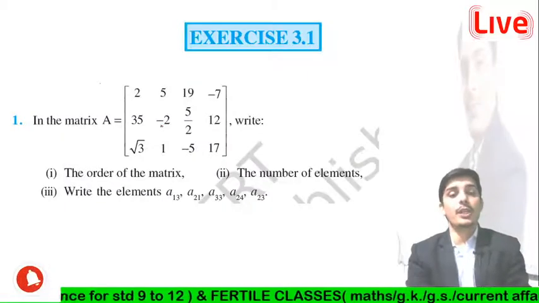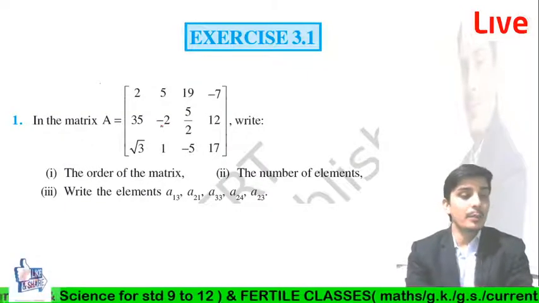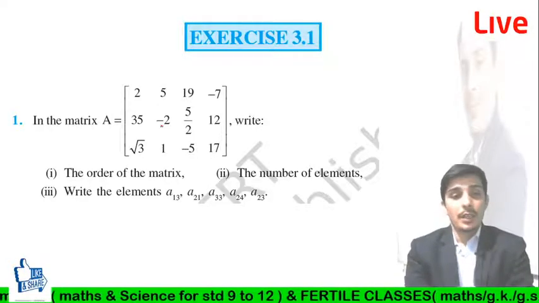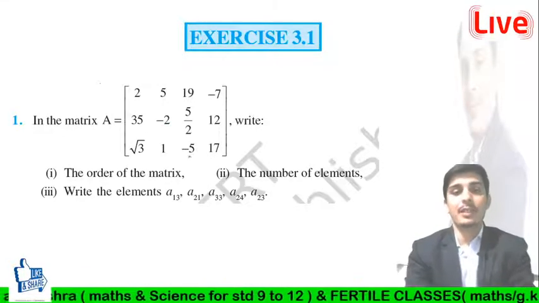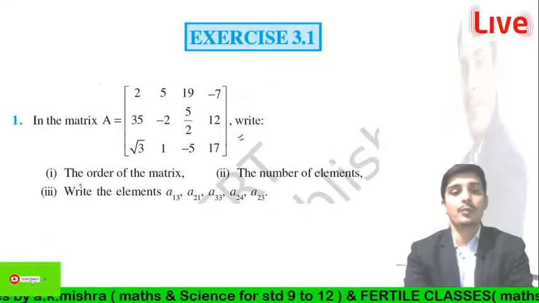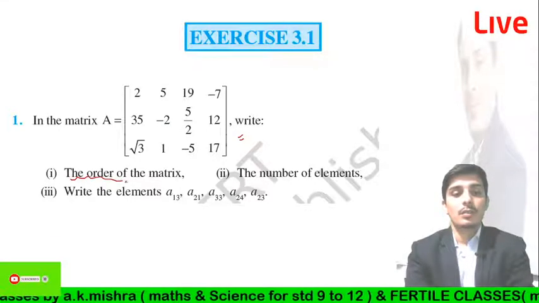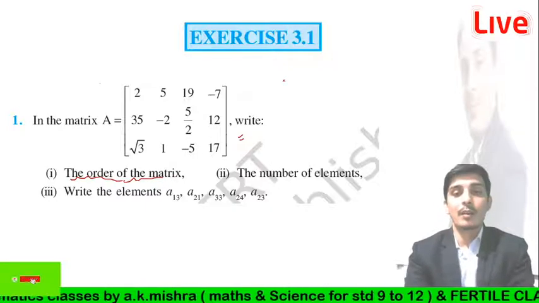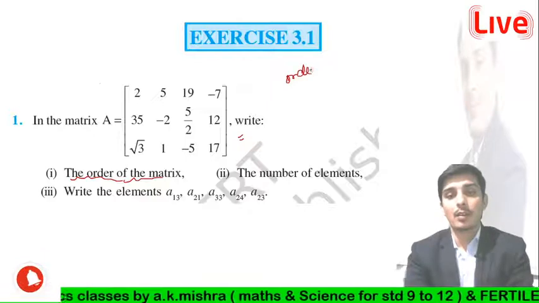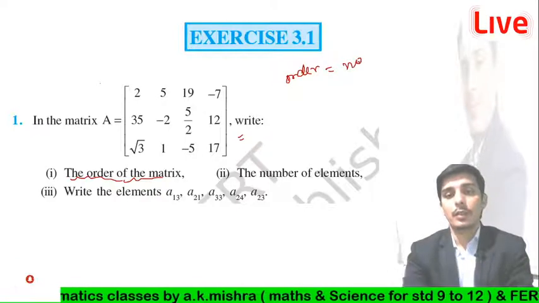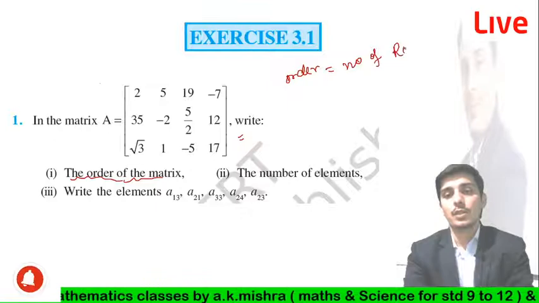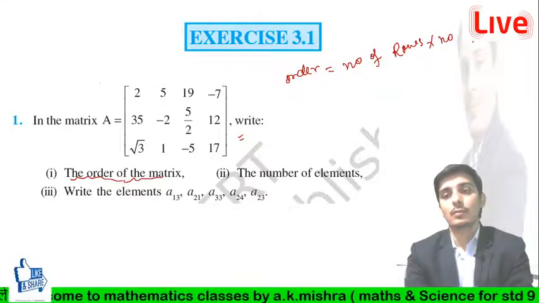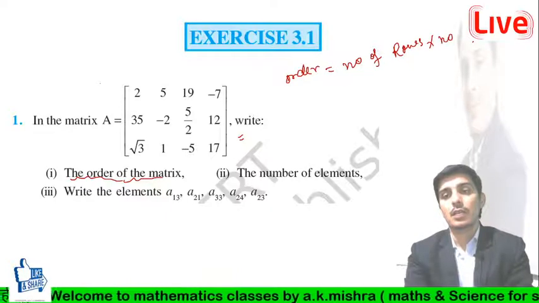Guys, I am going to start this session, and I am going to start the questions. The first question: in the matrix A, we are having this matrix, and we have to find the order of this matrix. We know that order is equal to number of rows into number of columns.